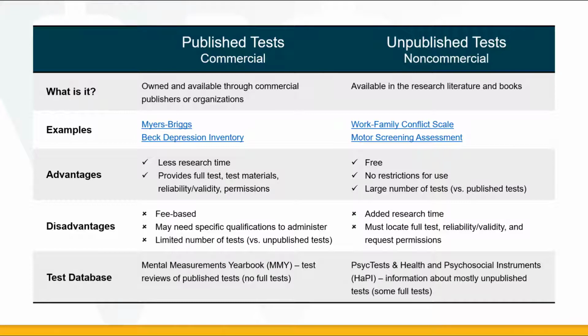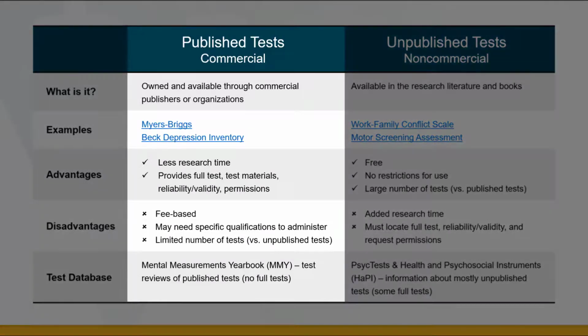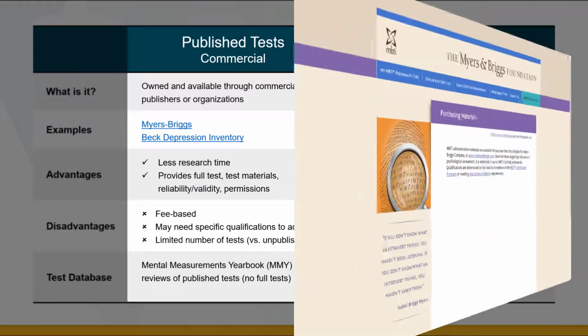The two categories that those and other tests fall into are published tests and unpublished tests. Published tests, which are also referred to as commercial tests, are those that are owned and available through commercial publishers. For these types of tests, the publisher supplies all the testing materials needed to administer the test, which can save a lot of research time. However, you'll need to pay for those materials, and there are often specific qualifications you must meet to purchase and administer them.